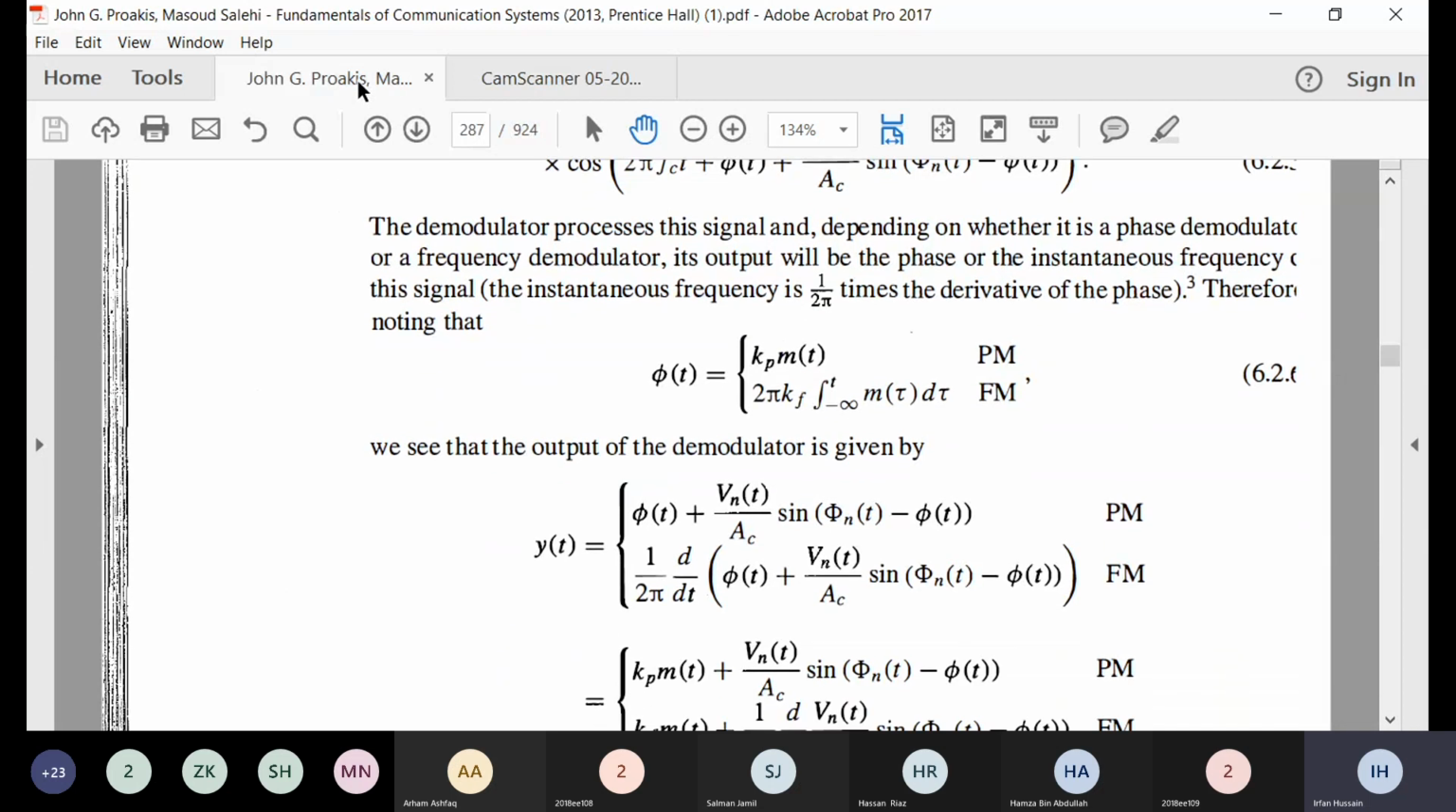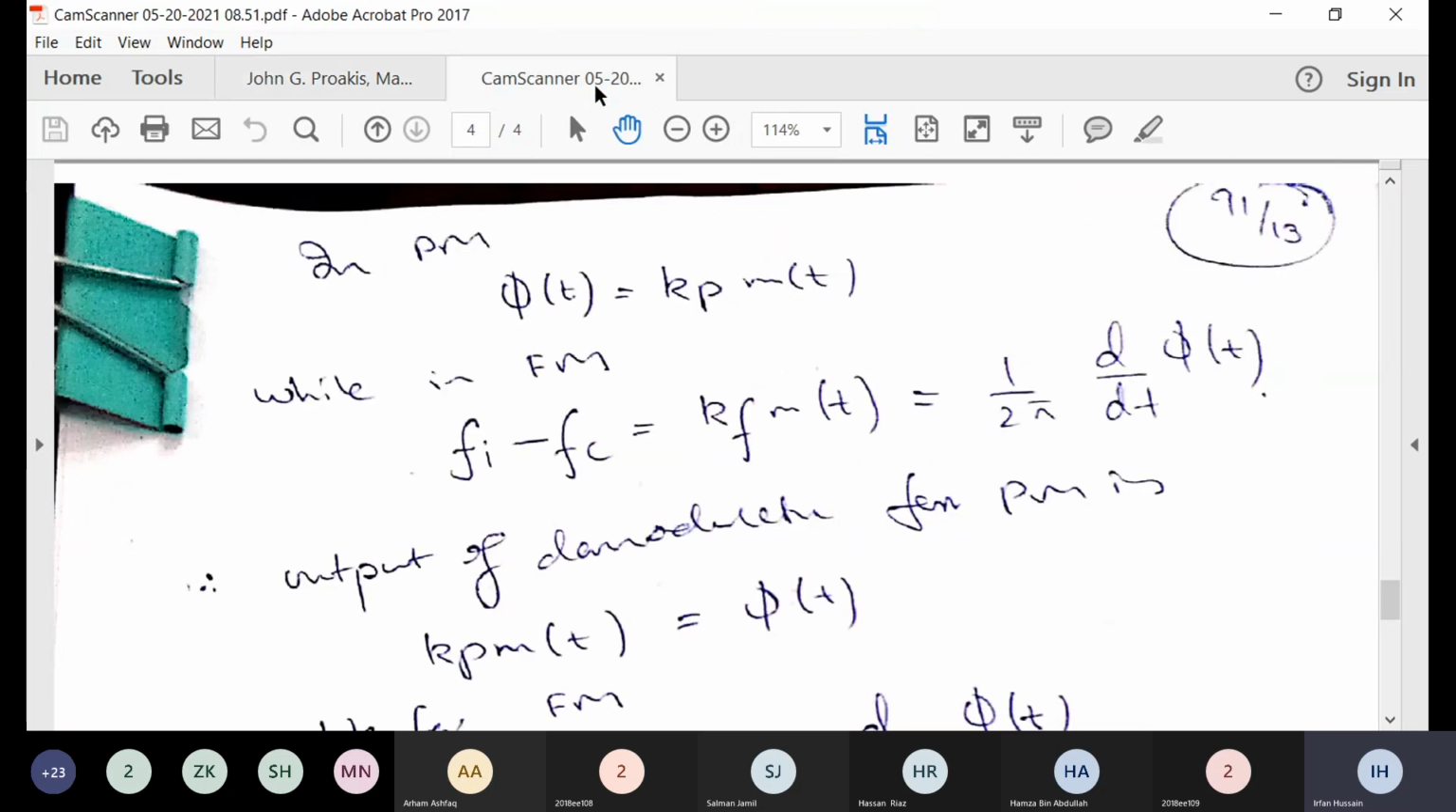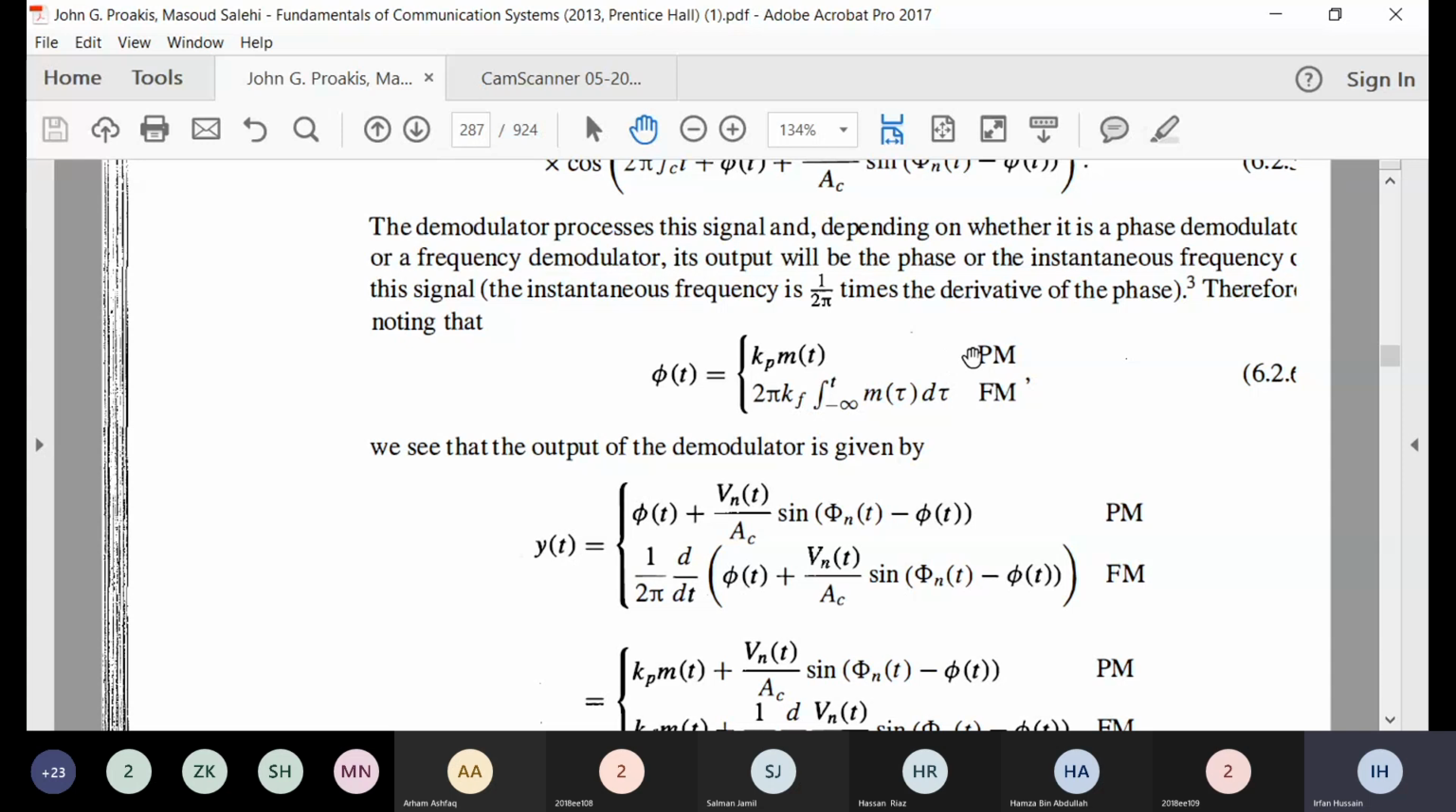So we know that for PM this is the phase, but for FM actually the instantaneous frequency is the message signal. So the phase will be actually 2 pi into integral. All right. So phase phi(t) is actually equal to 2 pi integral of kf m(t). kf is constant, so 2 pi kf integral of m(t). That is the phase of the FM signal. This is the phase of the PM signal. This is the phase of the FM signal.